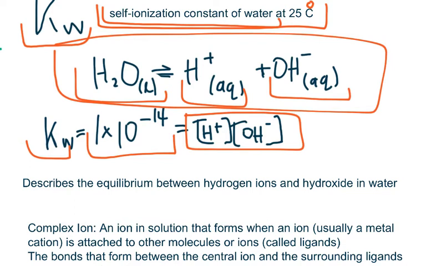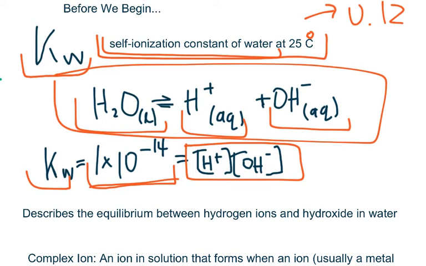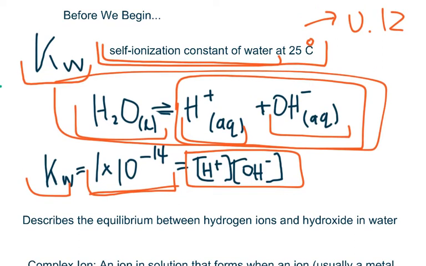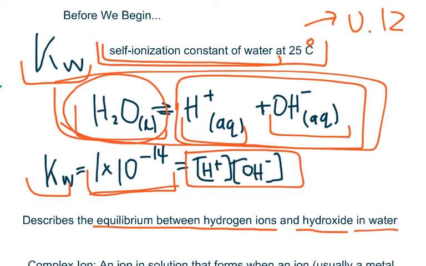And as you notice, it is a pretty small number, and because K is a small number, we can conclude that water doesn't really like splitting into H plus and OH minus, because a low K means that the reaction likes to stay as reactants and not products. So essentially, we use the Kw to describe the equilibrium between hydrogen ions and hydroxide ions in water. And again, this will be discussed in further detail in Unit 12.